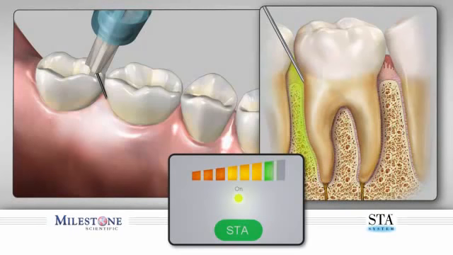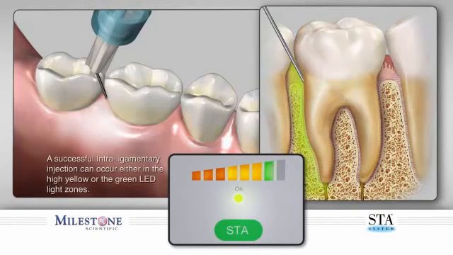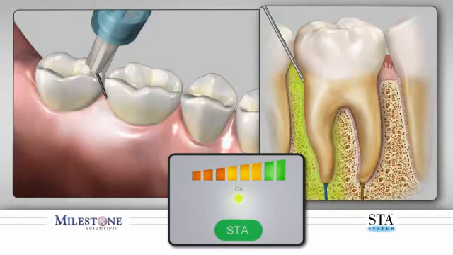Once you feel you're at the base of the sulcus, you need to minimize movement for 10 to 15 seconds as the dynamic pressure sensing technology starts to analyze your position. The visual pressure sensing scale is comprised of a series of orange, yellow, and green LED lights. As the STA system senses pressure building, you will see the sequential illumination of LED lights on the front of the unit. If after 20 to 30 seconds pressure does not build, you'll need to relocate the needle.